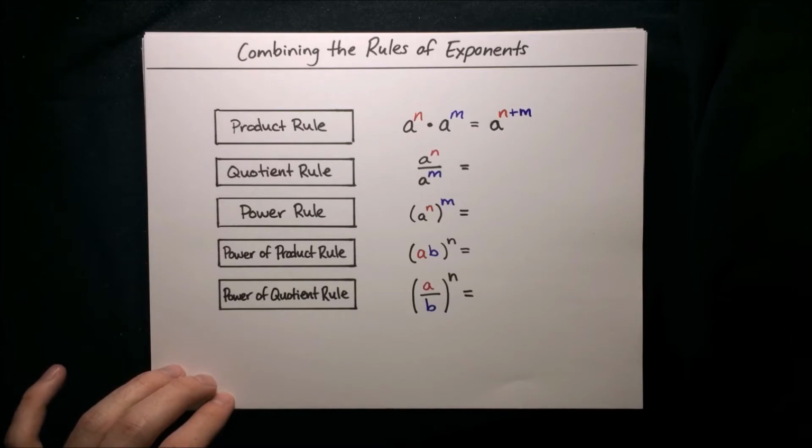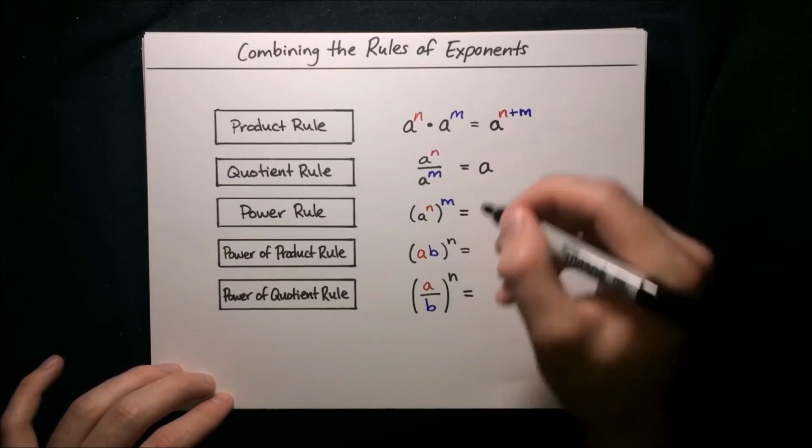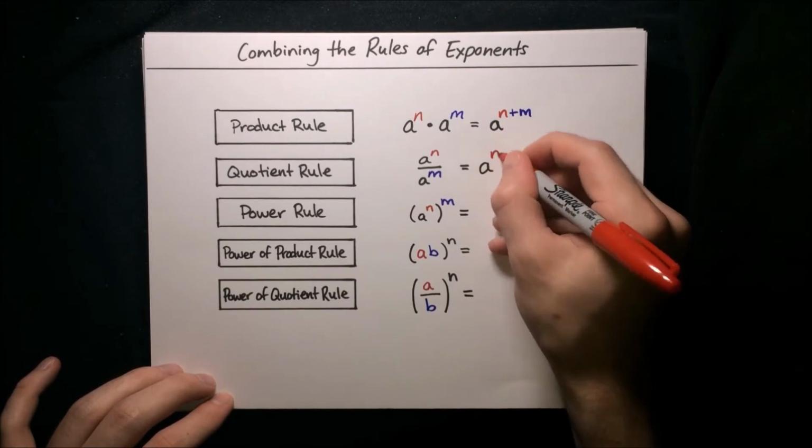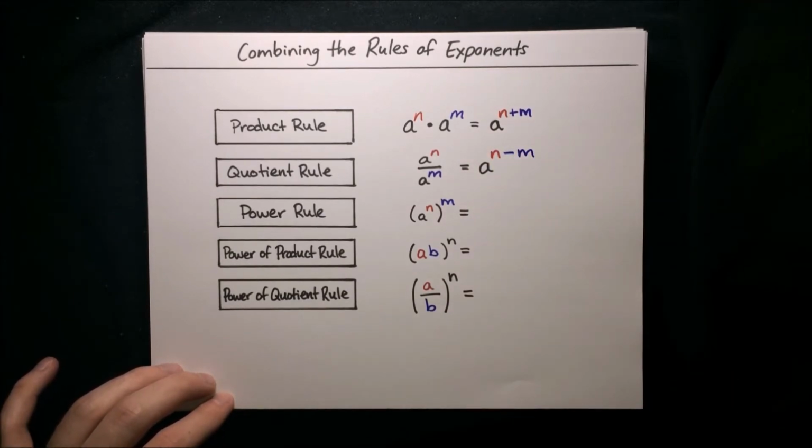If we have a to the n divided by a to the m, how does that simplify? Well, again, a to the n is just a multiplied by itself n times, and then we're dividing by a to the m, which is just a multiplied by itself m times. So we can cancel out some a's from the top and bottom, and how many a's we're left with is just the difference, n minus m. So again, we just stick that in the exponent.